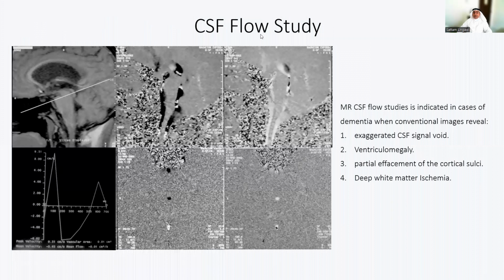You get the CSF stroke volume. If the stroke volume is more than 42 microliters, then this indicates hyperdynamic circulation corresponding to a higher risk of being an NPH patient. Secondly, those patients will benefit from shunting procedures.